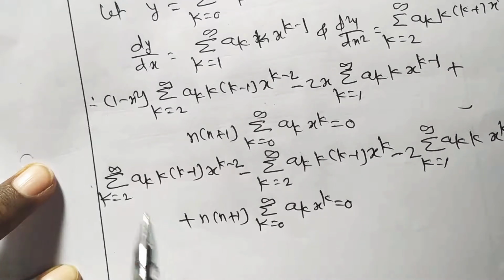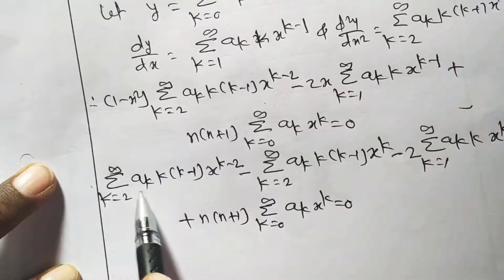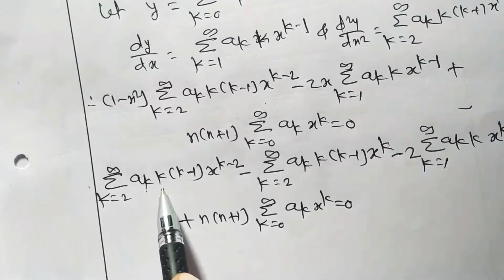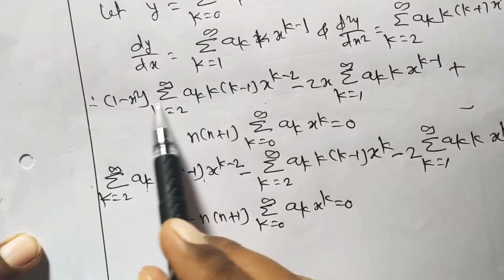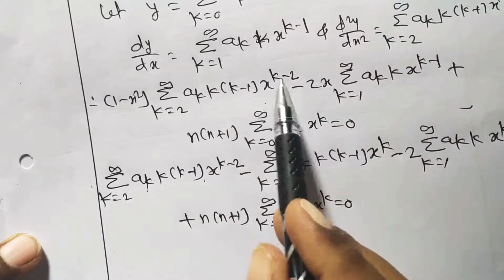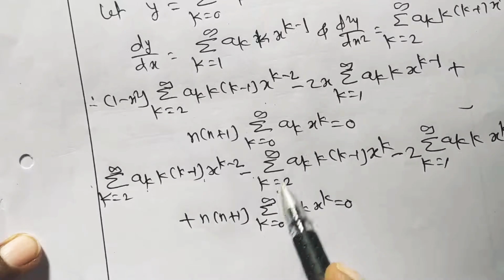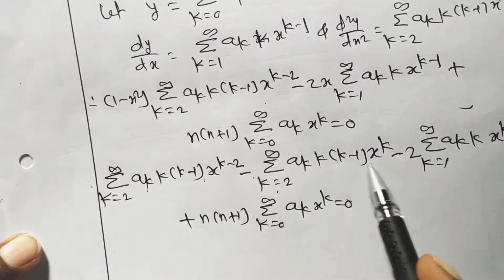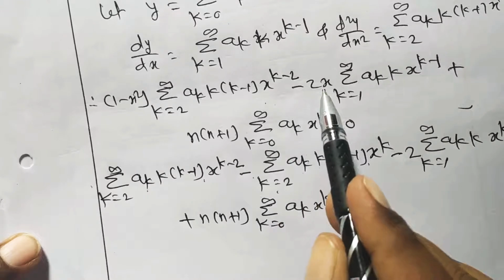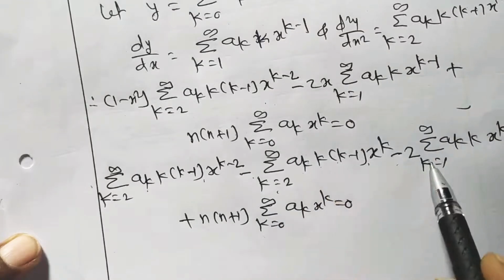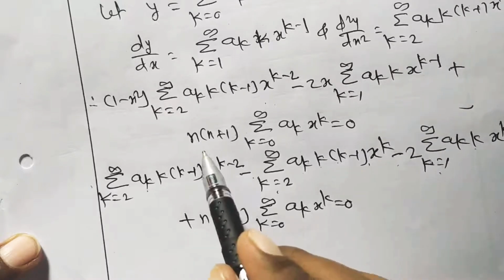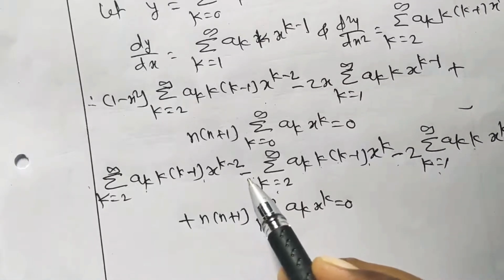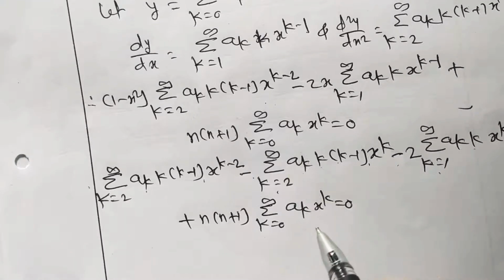So simplification is 1 into this, that is summation of k varies from 2 to infinity ak k into k minus 1 x raised to k minus 2. Then if you multiply minus x square to this, the power of x is minus 2 plus 2, which gets cancelled. So minus summation of k varies from 2 to infinity ak k into k minus 1 x to the power k remains. Then x into this again, that is minus 2 into summation of k varies from 1 to infinity ak k into x to the power k, and plus n into n plus 1 summation of k varies from 0 to infinity ak x raised to k equal to 0.